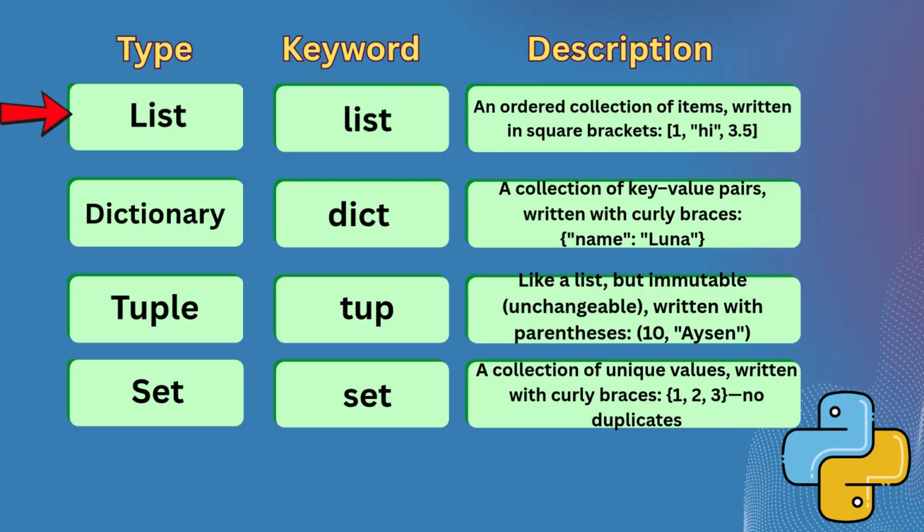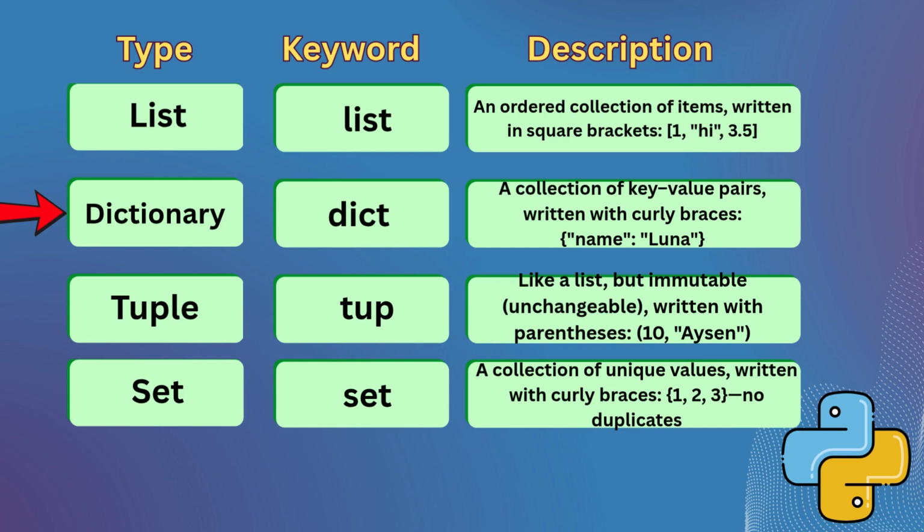Now let's talk about structures that help you group and organize data. Alright friends, let's talk about lists in Python. A list is just a collection of items, and the cool part is they can be different types. For example, you can have numbers, words, even decimals, all in one list. And we write them inside square brackets like this: [1, "high", 3.5]. They are in the square brackets.